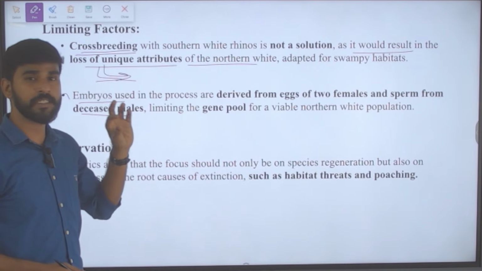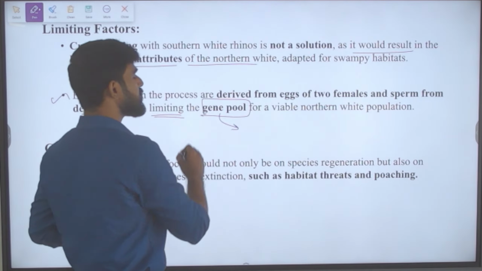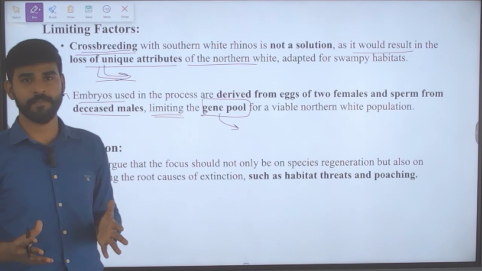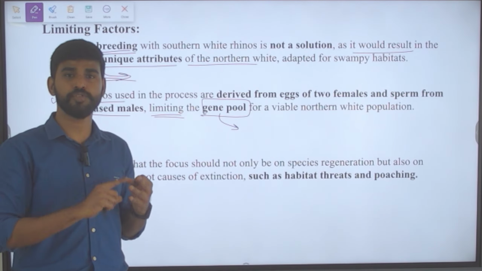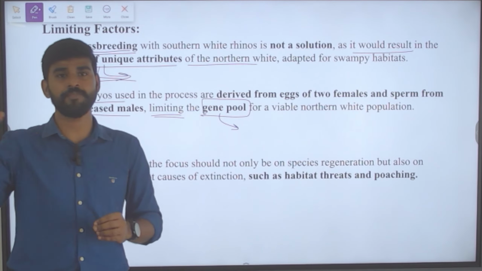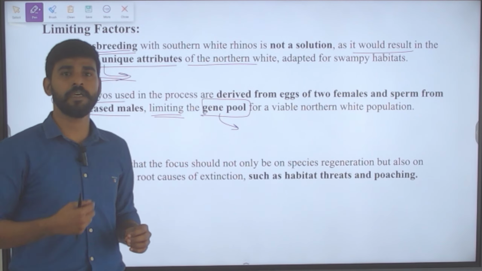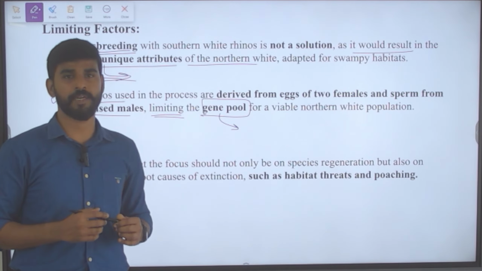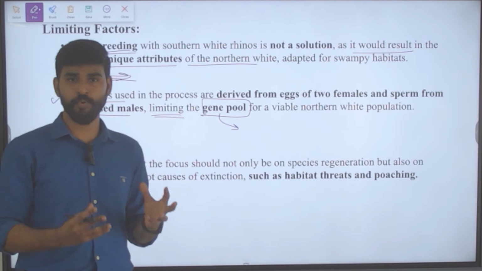So here we need to understand that the gene pool is limited. There is no gene variety. We have sperm from only 1 male and then 2 females. Only that much is available. So with that, we have to develop the population of northern white rhino using southern white rhino as surrogate mothers. Okay, so here the limiting factor is the gene pool itself.